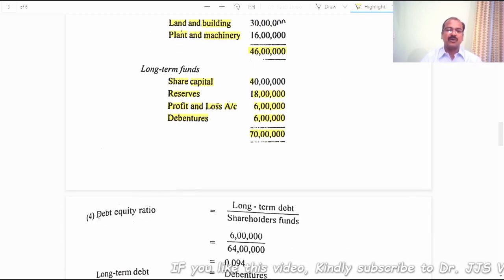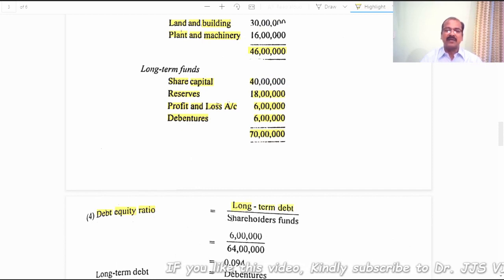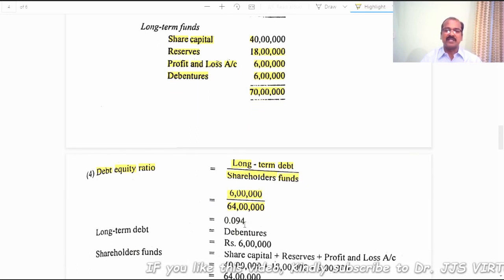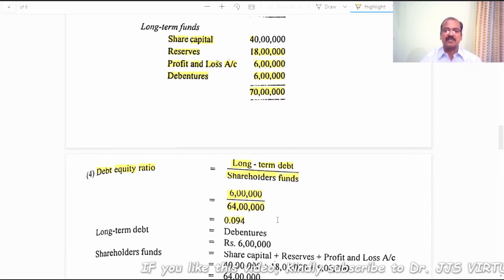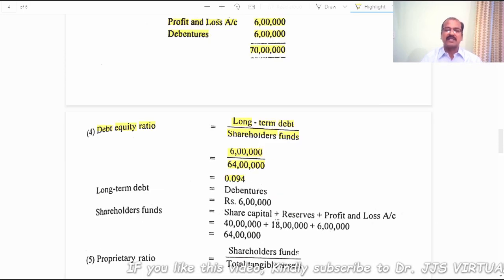The next ratio calculated here is debt equity ratio. What is the formula? Long-term debt divided by shareholders funds. There is only one long-term debt, which is debentures, 6 lakh rupees. Regarding shareholders funds, share capital plus reserves plus P&L account will give you the shareholders funds. So it will come to 64 lakhs in total. So 6 lakhs divided by 64 lakhs is equal to 0.094 times to 1. So you find this concern greatly depends upon shareholders net worth.